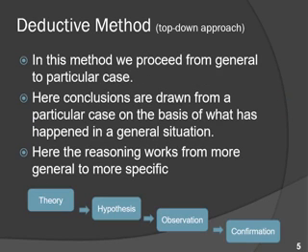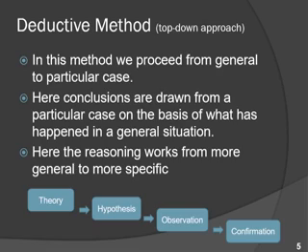Now let us go to the deductive method. In this method, we proceed from general to a particular case. Here conclusions are drawn for a particular case on the basis of what has happened in a general situation. Here the reasoning works from more general to more specific cases. Now these are the cases where we move in the opposite direction.